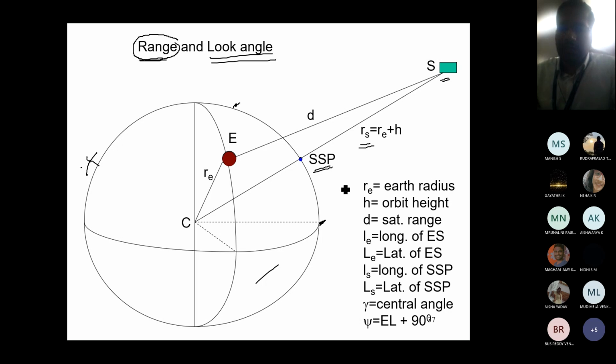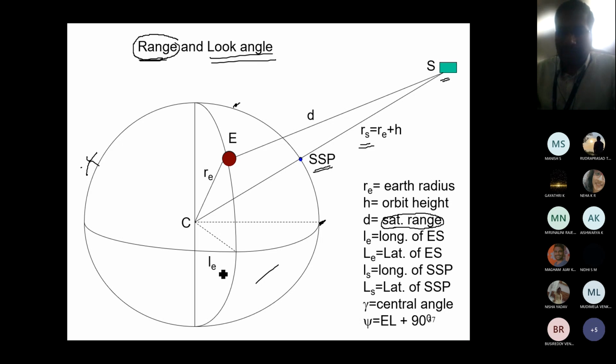So D is the distance we are looking for. It is the distance that is the satellite range. So we see here D represents the satellite range, which is the concerned thing for us. That means we are going to find out this thing.